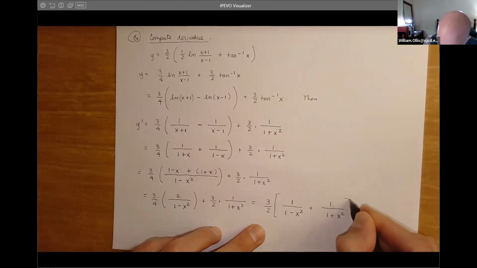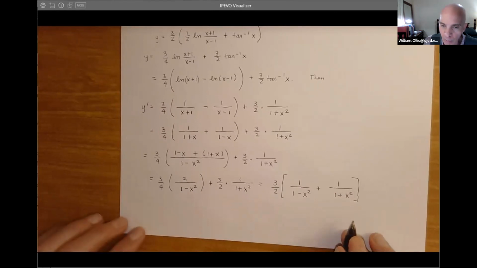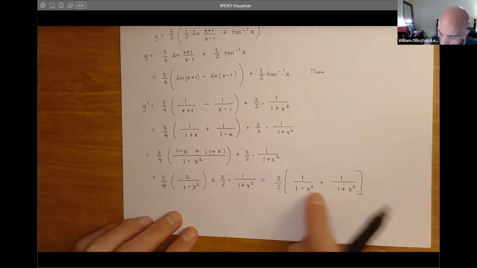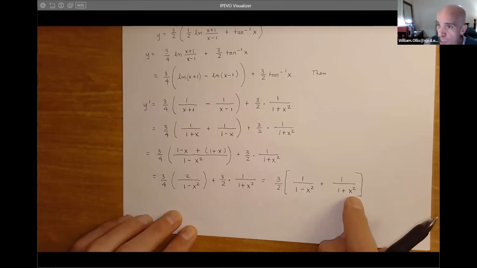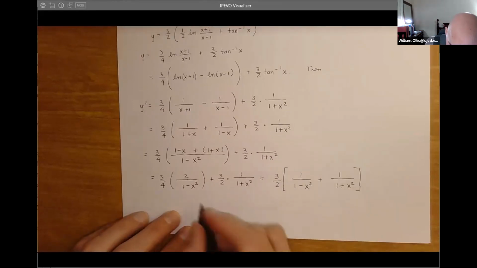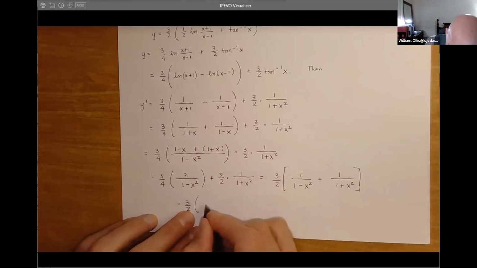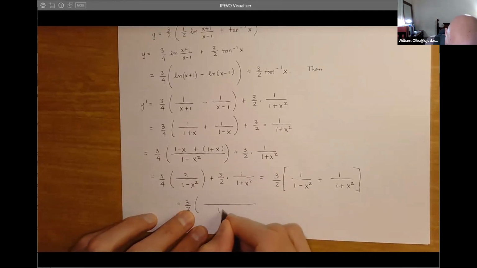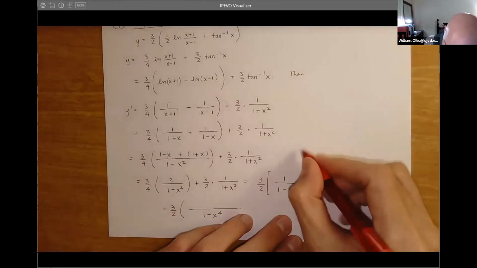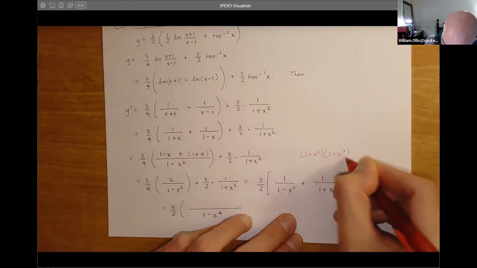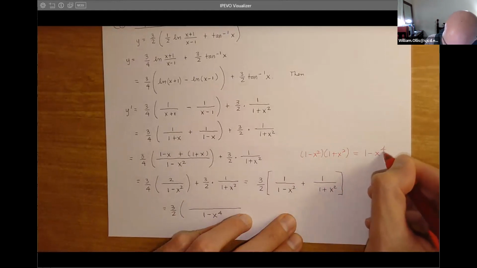Now, of course, this algebra is nice and convenient, and in most problems, the algebra doesn't come out this beautifully. But now we can get another common denominator. Again, we've got a difference of 2 squares. 1 minus x squared times 1 plus x squared would just be 1 minus x to the 4th, difference of 2 squares again. So this gives us 3/2. So this is just an algebra exercise, really. So we have 1 minus x to the 4th. Let me just write the identity I keep using. 1 minus x squared times 1 plus x squared is just 1 minus x to the 4th, difference of squares.